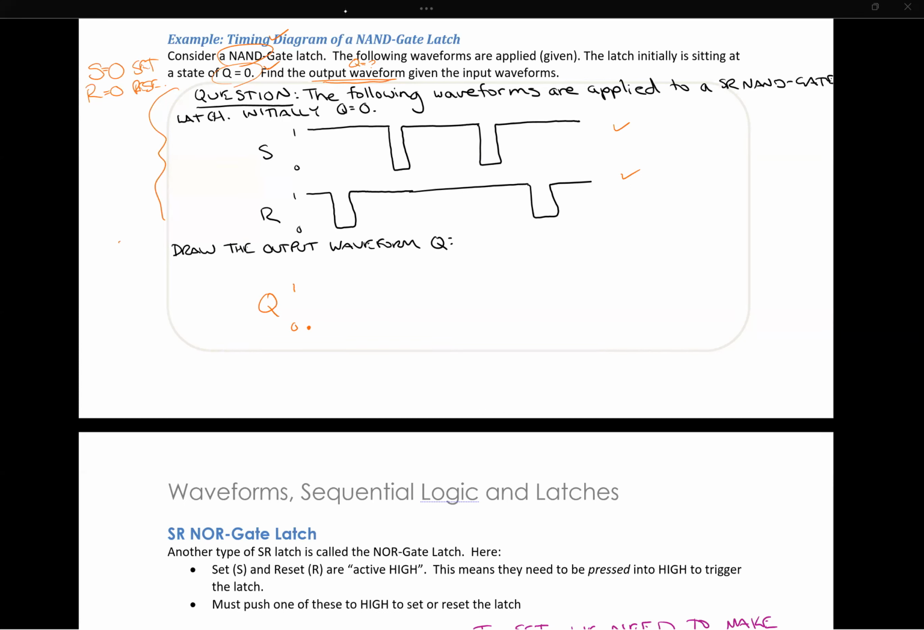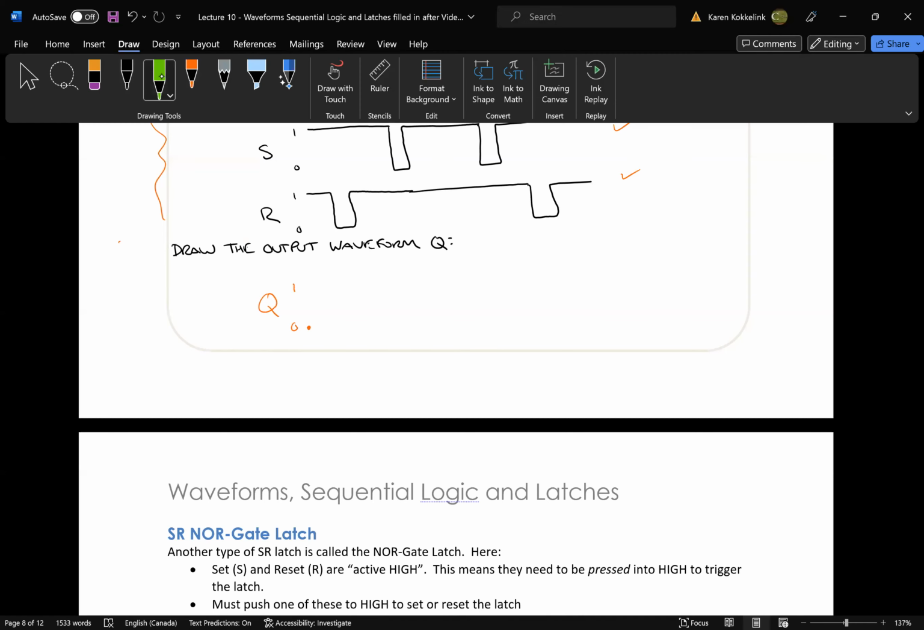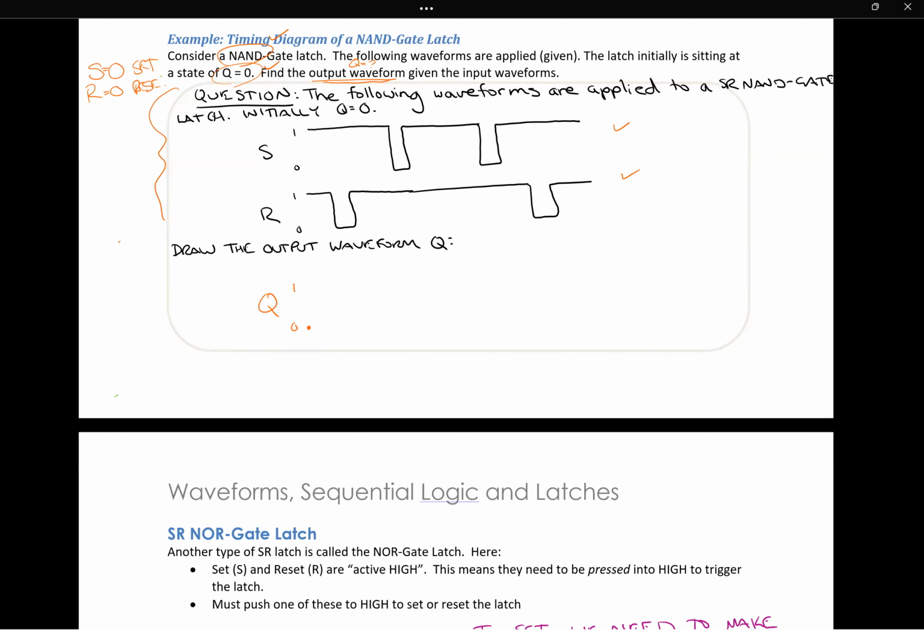What we have to do when answering one of these questions is say that it's going to be in that state until something changes. And something changed here, here, here, here, here, here, here, and here. Once you get good at this, you can just go through and identify all of your changes.